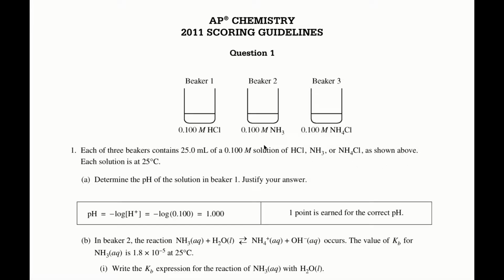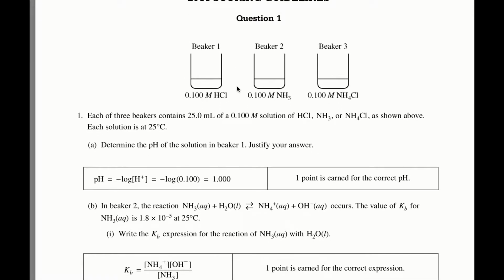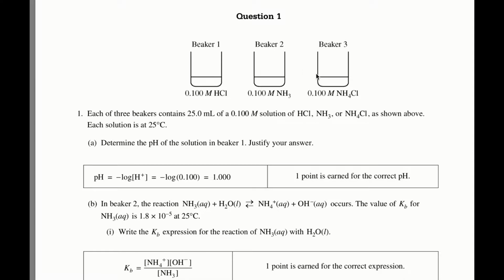So I'm going to go through and explain how to do number 1 from the 2011 AP Chemistry free response. Okay? So for number 1, it tells you you have 3 different beakers. Each contains 25 milliliters of 0.1 molar solution of HCl, NH3, and NH4Cl. The first thing it tells you to do is determine the pH of the solution in beaker 1.